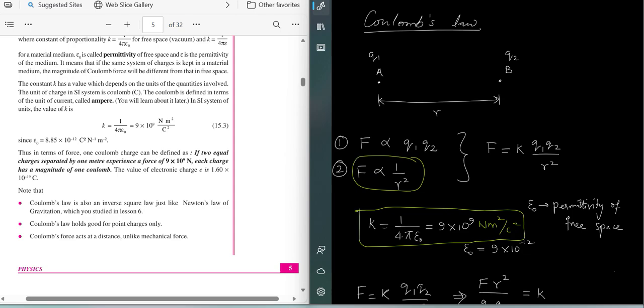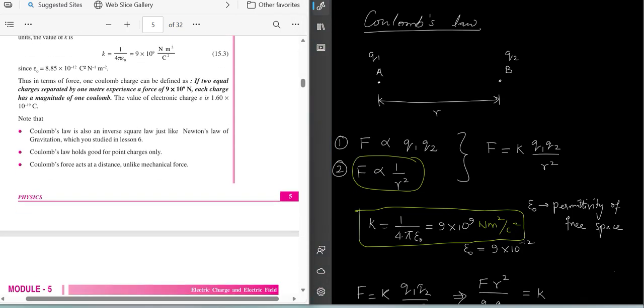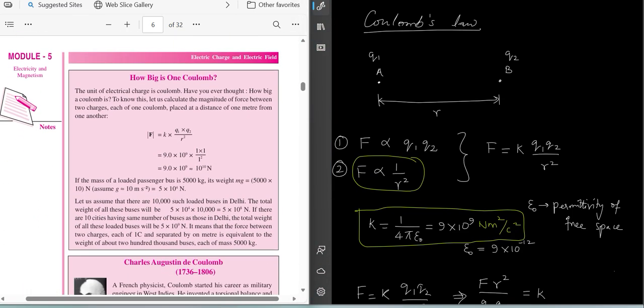Okay, this is Coulomb's law and the force between 2 point charges separated by distance, and we understood it as a magnitude, right? Now, just to appreciate how much big this force is, this example you can read.